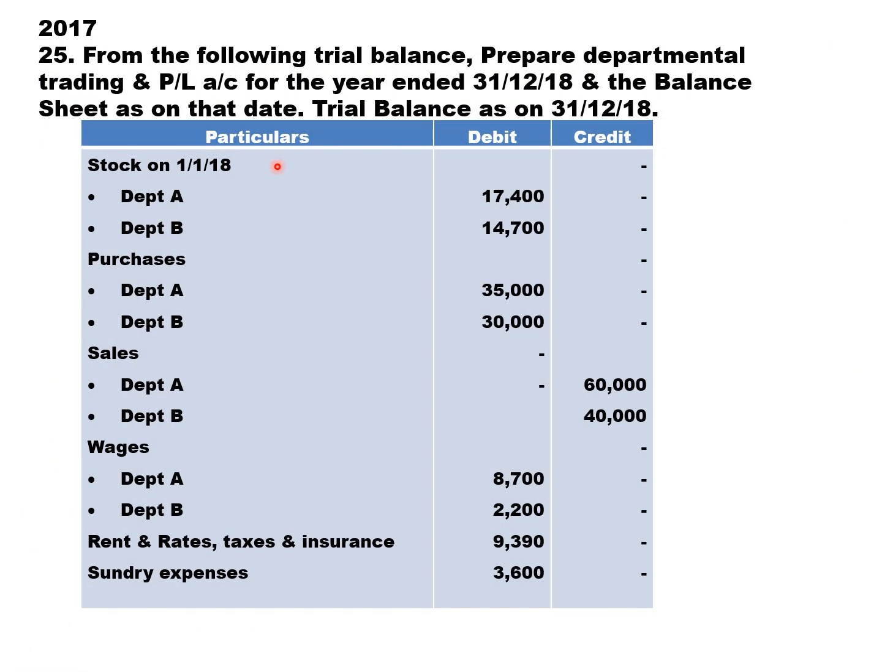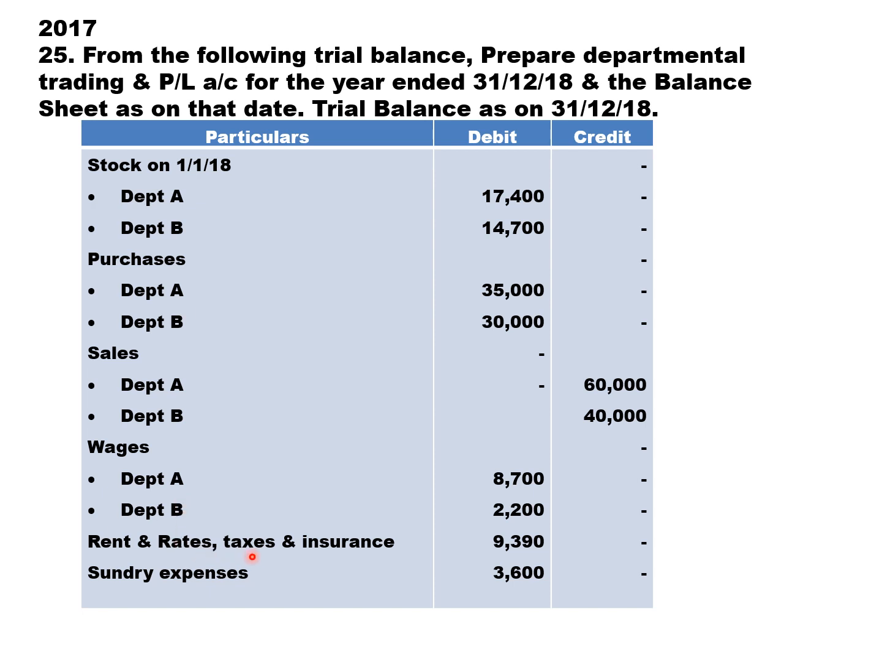Now this is the 25th question, students. It has come for 2017. From the following trial balance, prepare departmental trading and PL account for the year ended 31/12/18 and the balance sheet as on that date. Trial balance as on 31/12/18. Opening stock will come in trading, purchases trading, sales trading, wages trading. So they have given you separate amounts for A and B.